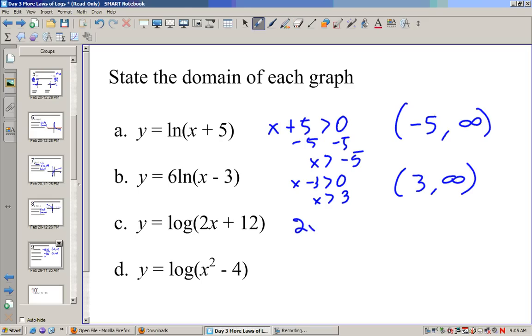2x plus 12 is greater than 0. Subtract 12 on both sides. Divide by 2. X is greater than -6. This goes from -6 to infinity.